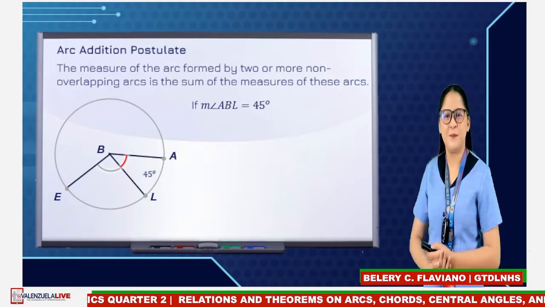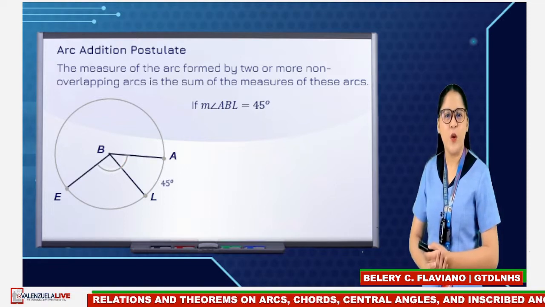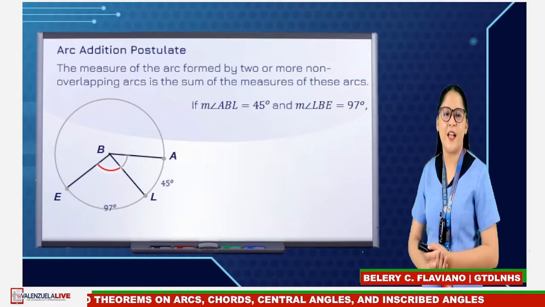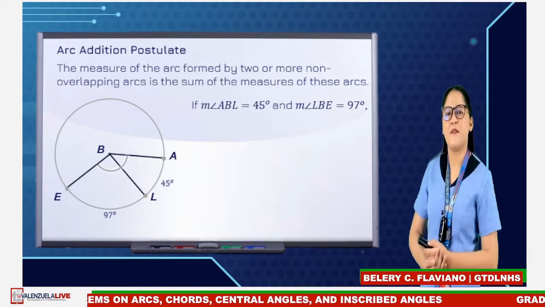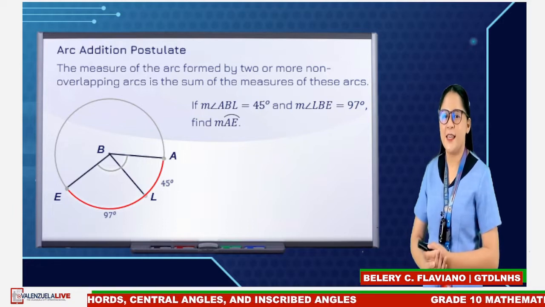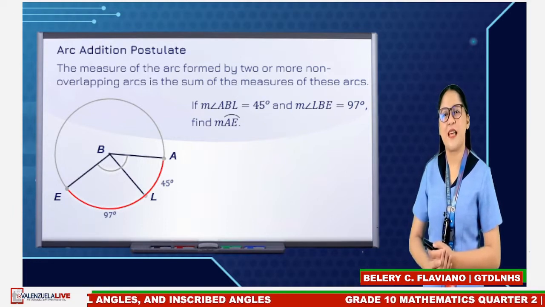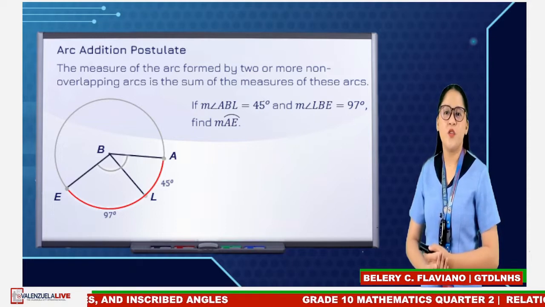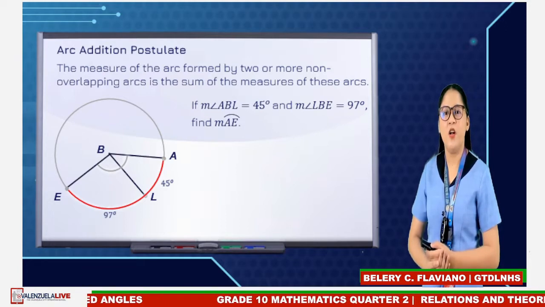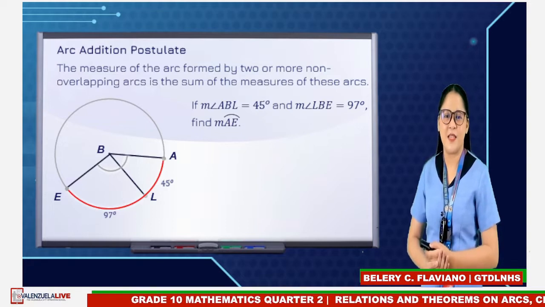Let's have an example. If the measure of angle ABL is equal to 45 degrees and the measure of angle LBE is equal to 97 degrees, find the measure of arc AB. Now, we have studied a while ago that the measure of the central angles are equal to the measure of its intercepted arc. So therefore, we can say that AL also measures 45 degrees and LE also measures 97 degrees.